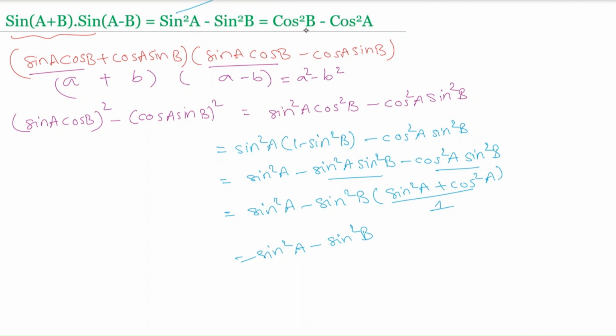In a similar way, we can derive for this as well. Now what we can do is, in place of sin square A, substitute 1 minus cos square A. Again, in place of sin square B, we will substitute 1 minus cos square B. This is nothing but 1 minus cos square A minus 1, minus into minus is plus cos square B. So this plus 1 minus 1 will get cancelled out. It is nothing but cos square B minus cos square A. This is the formula we have here.